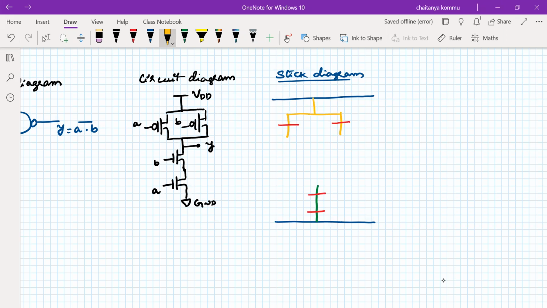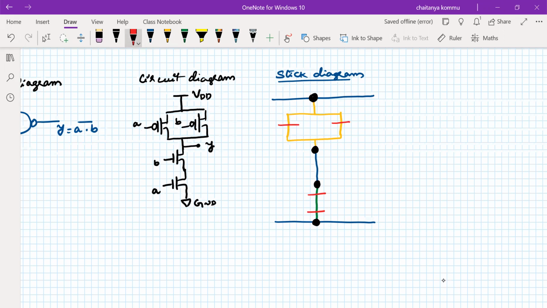Now, how do we provide connectivity between the upper transistor and the lower one? With the help of a metal line. Since I'm using metal, a contact cut is required here, another contact cut here, and another here as well. In the circuit diagram it is not necessary to connect A to A, B to B, but in a stick diagram we have to connect it properly.